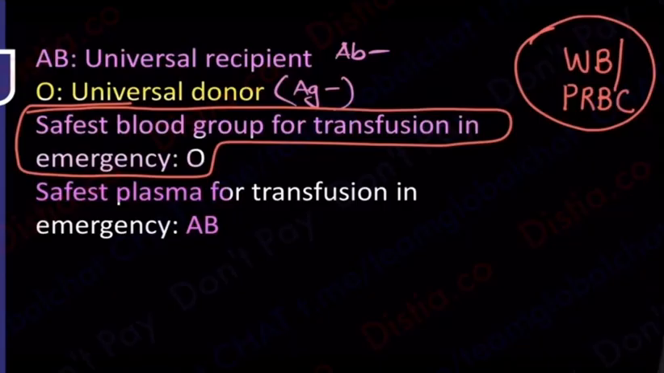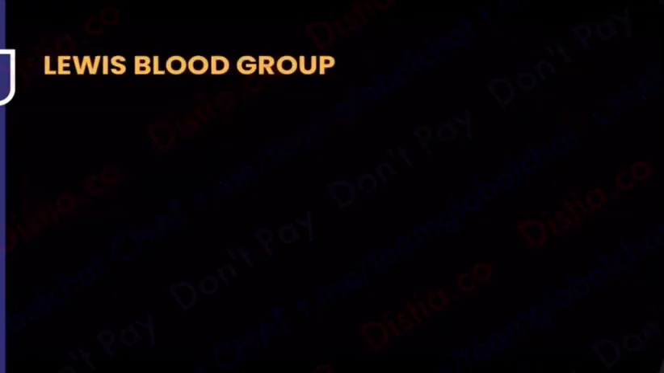But if they mention specifically which plasma you will give in case of emergency, that plasma which is innocent, it does not have any antibodies, and that plasma is going to be the AB blood group plasma because that does not have any antibodies. Done with that. Now we are going to start with minor blood groups.